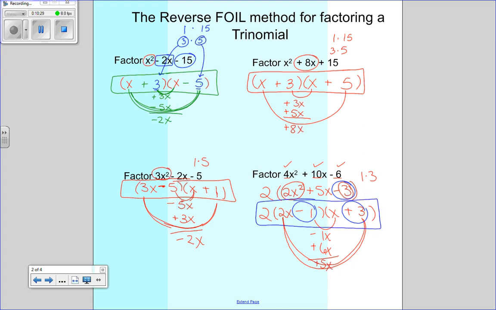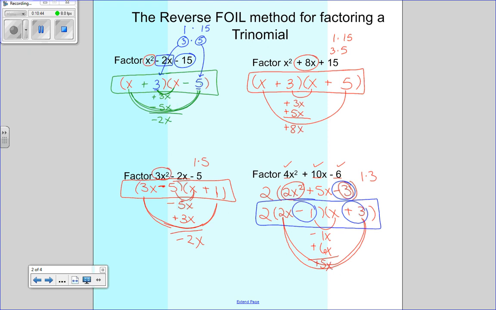If we had gotten the signs reversed, it would not have worked correctly, or if we had put the 3 and the 2 in the other place, or the 3 and the 1 in different places, it would not have worked. So this is the correct way to factor that.